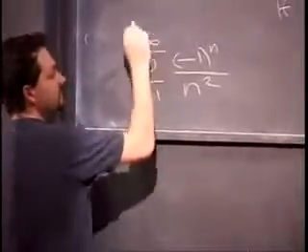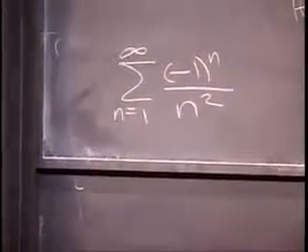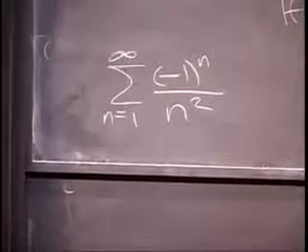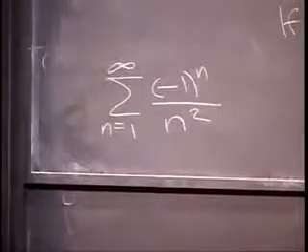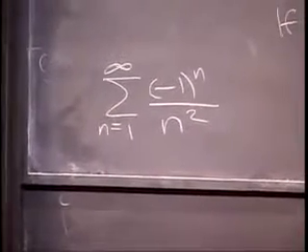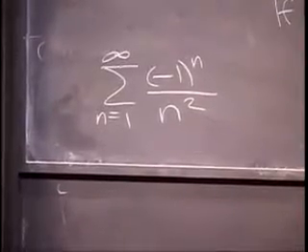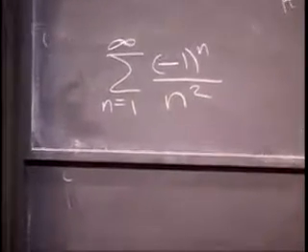Minus 1 to the n over n squared. A common mistake is to use the alternating series test on this. Sure, you can, and you will find that all three conditions work, and it shows you that it converges. But that is not the thing to do, because you don't know whether it converges absolutely or conditionally.